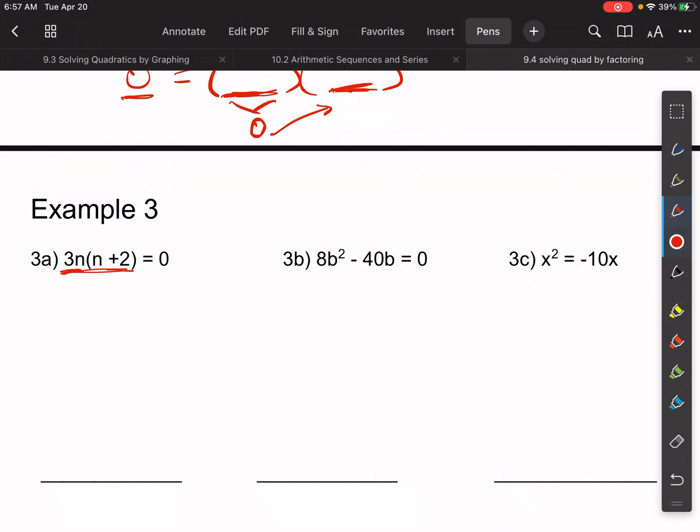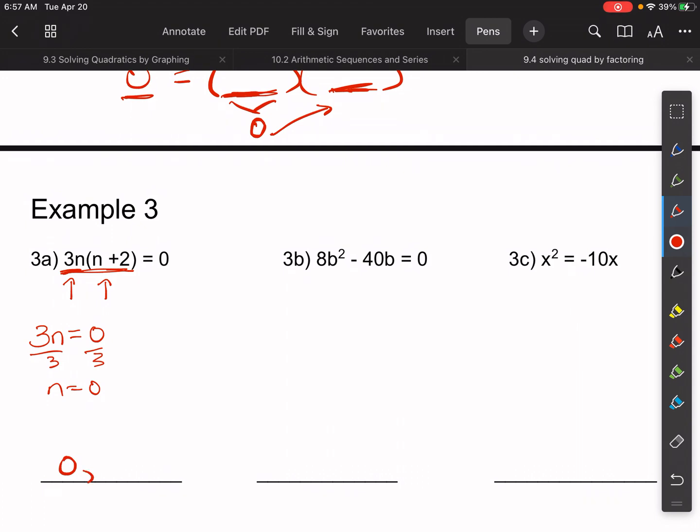Okay, so we're going to look at this as two pieces. Each piece that's being multiplied is always a factor. So what makes 3n go to 0? I can just say, when does 3n equal 0? And solve for n. If you divide both sides by 3, n is equal to 0. 0 divided by 3 is just 0, right? So 0 is going to be one place that works.